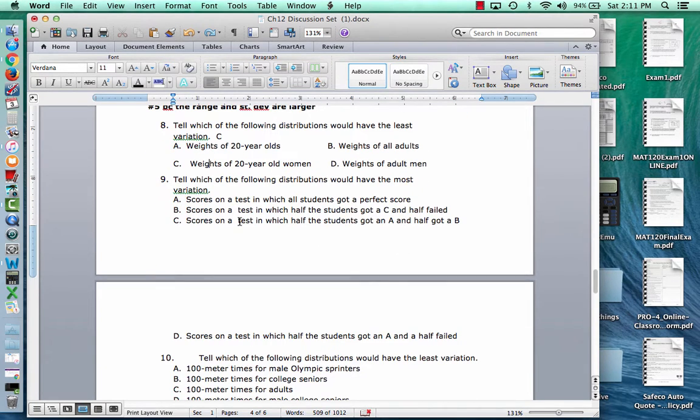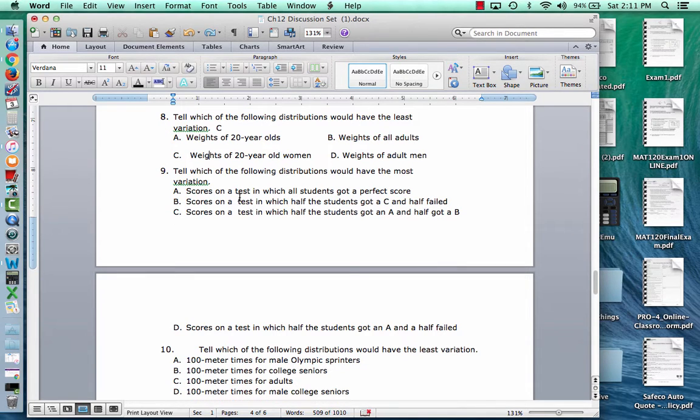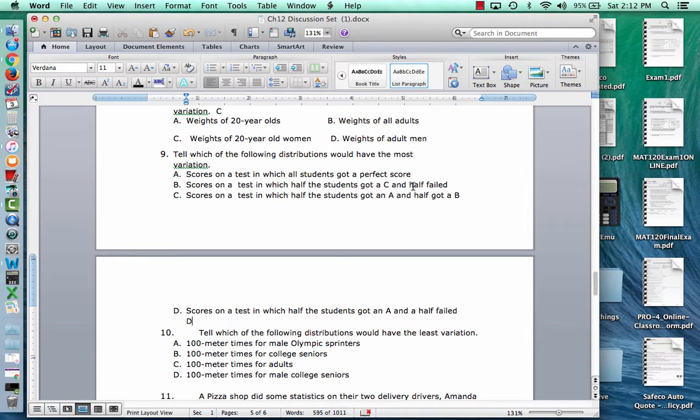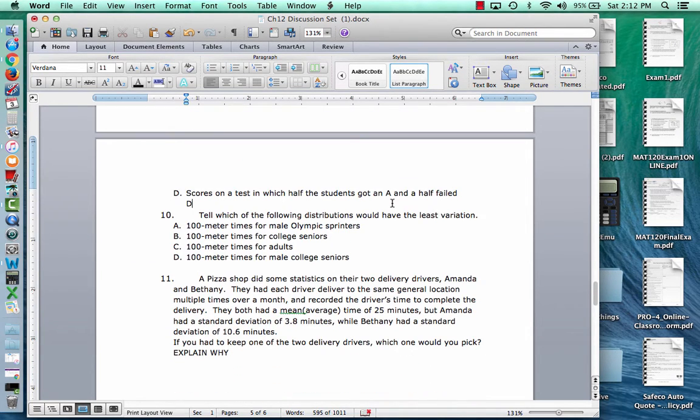Okay. Which of the following would have the most variation? Scores on a test where everybody got a perfect score would have 0 variation. Scores on a test where half of the students got a C and half failed. Scores on a test where half got an A and half got a B. And scores on a test where half got an A and half failed. It's going to be D because we're looking for the largest variation, and the largest variation between A's and fails is greater than the variation between all these B's and C's.